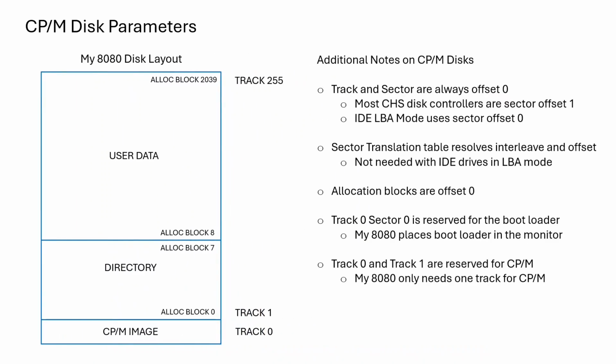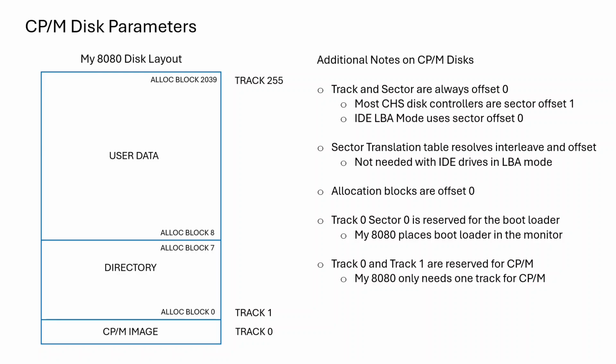Just a few additional notes on CP/M disks. Track and sectors are always offset 0. If you know something about CHS controllers, the various different types that were available in the market at this time, most of those started at sector offset 1. And that sector translation table would provide for interleave as well. But we don't need interleave on an IDE drive. It's so fast, we don't need to do anything like that. So we don't use the sector translation table at all. And since LBA mode supports offset 0, we don't have to do anything at all with this sector translation table.